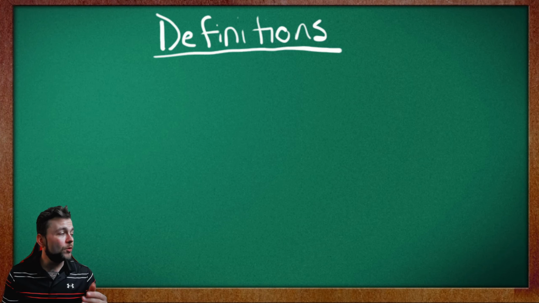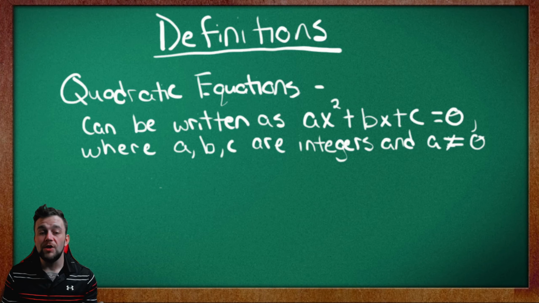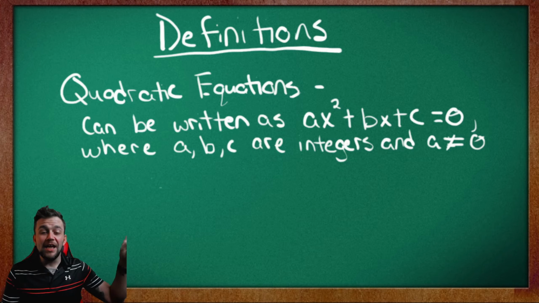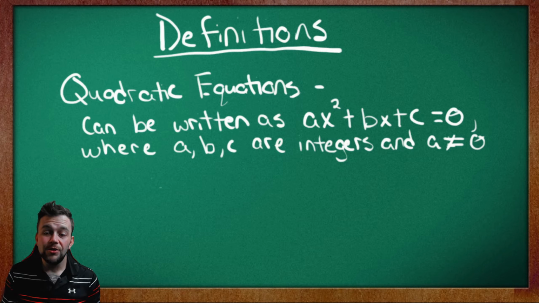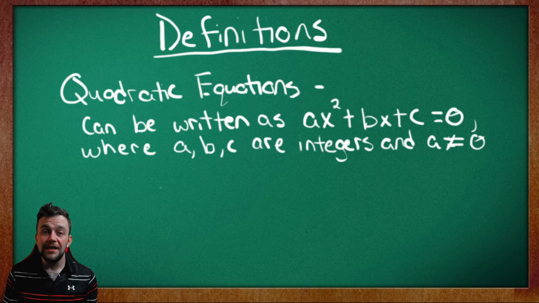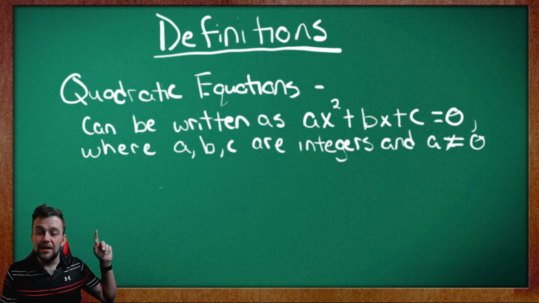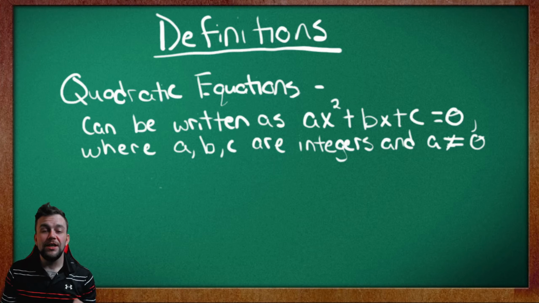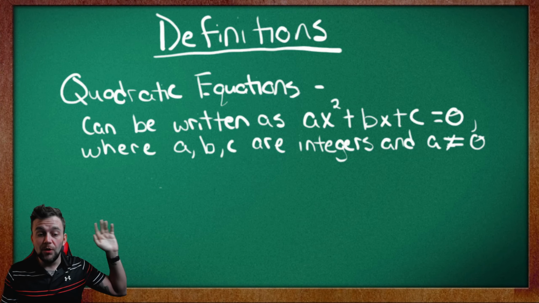The next term we want to define is a quadratic. So what is a quadratic equation? Well, it can be written as ax squared plus bx plus c equals 0, where a, b, and c are integers and a cannot equal 0. That equal sign with a cross through it, that is cannot equal. Okay? Quadratics, for the most part, this is going to get you through most of your studying, right?